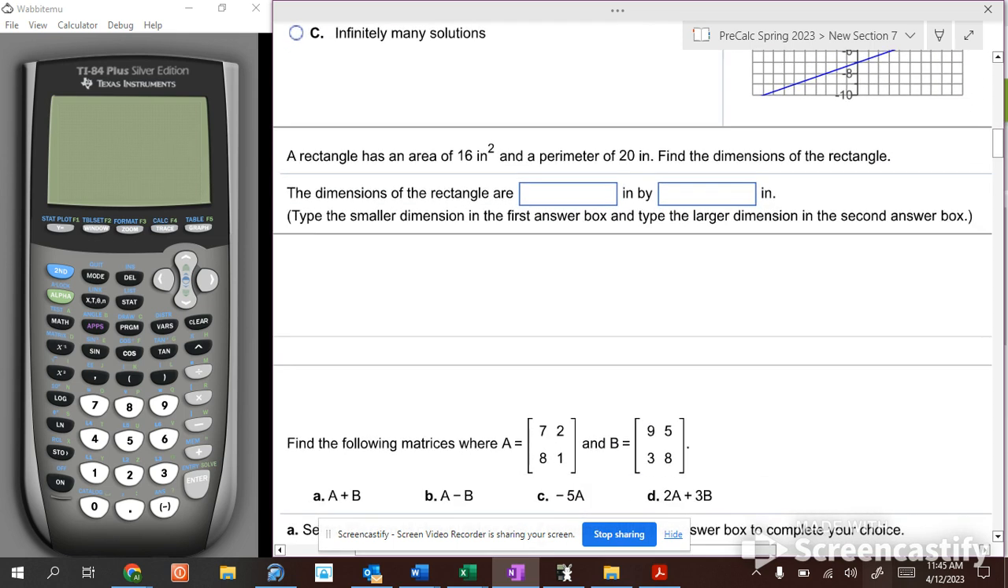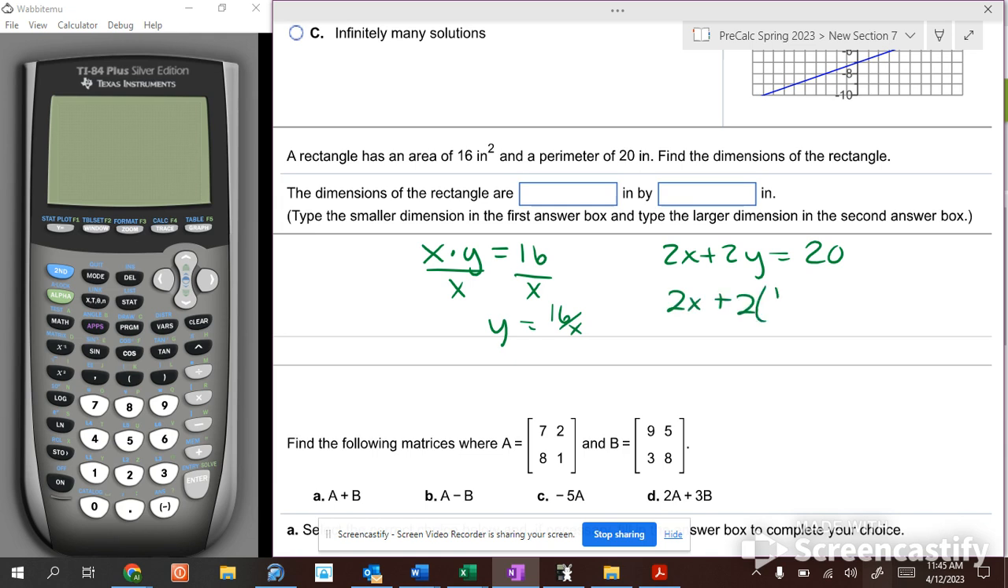A rectangle has an area of 16 and a perimeter of 20. What are the dimensions? Well, x times y equals 16. 2x plus 2y equals 20. Okay, how do I do this? Well, I can get y alone here by dividing by x. So y equals 16 over x. So 2x plus 2 times 16 over x equals 20. So 2x plus 32 over x equals 20.